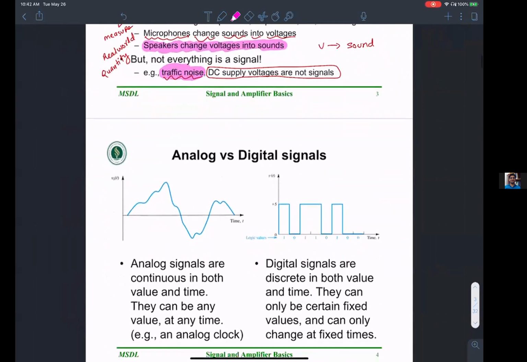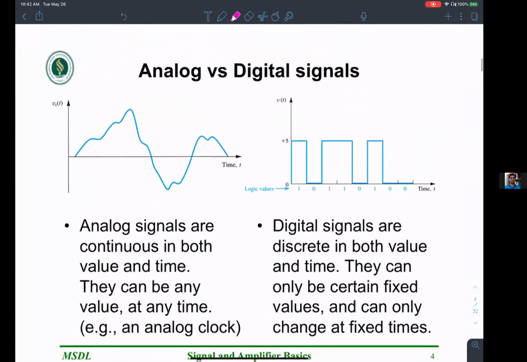Okay, so that's about signals, and that forms the basis for our understanding of how a signal varies with time. That's something we care about as electronic designers. Okay, questions, please. Questions so far?